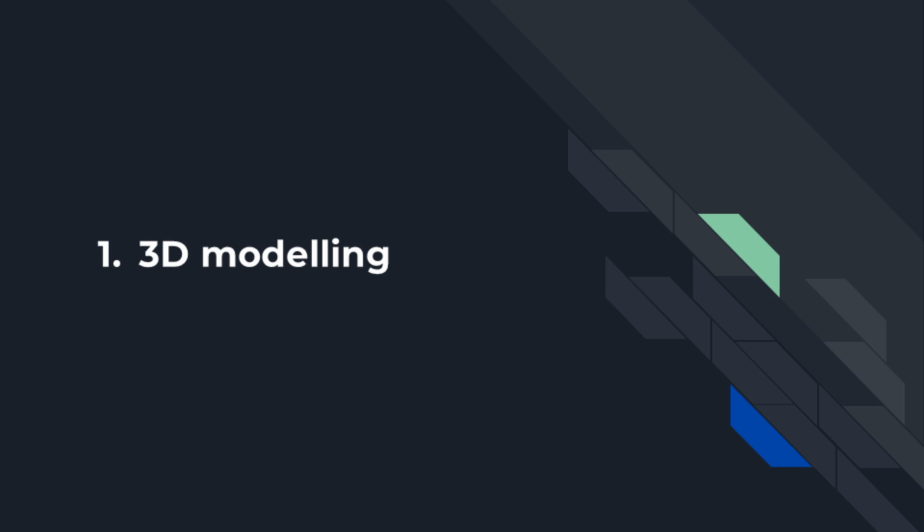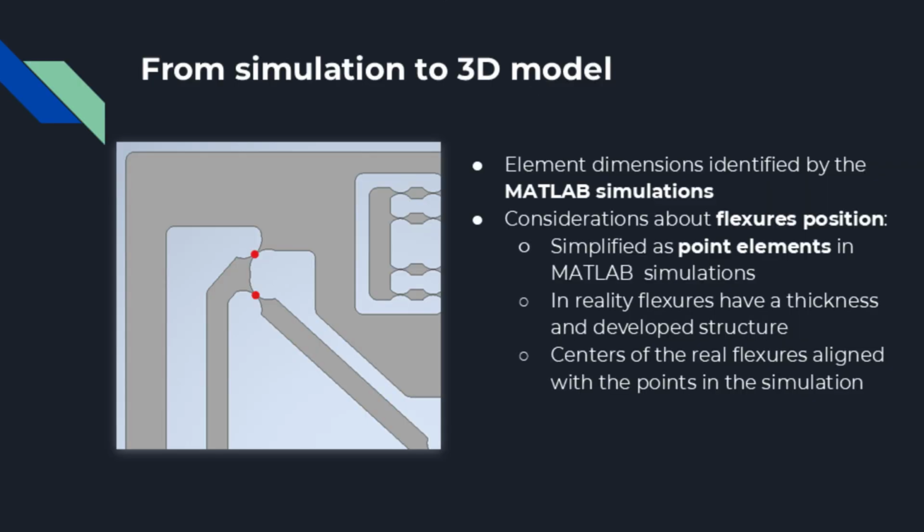The MATLAB simulations made it possible to identify the optimal element dimensions required to achieve the desired reduction ratio. Based on these parameters, a 3D model was developed as the basis for cutting the available plates. One key design consideration was how to represent flexures. In the MATLAB simulations, the flexures were simplified as point elements. However, in the real system, flexures have a measurable thickness, finite dimensions, and a developed structure.